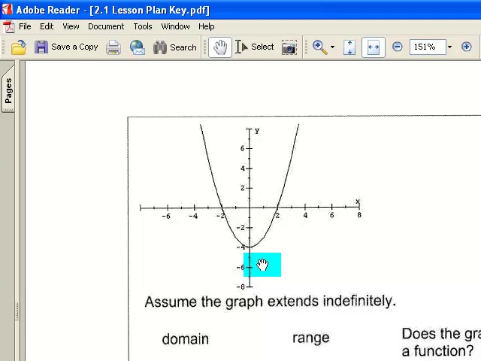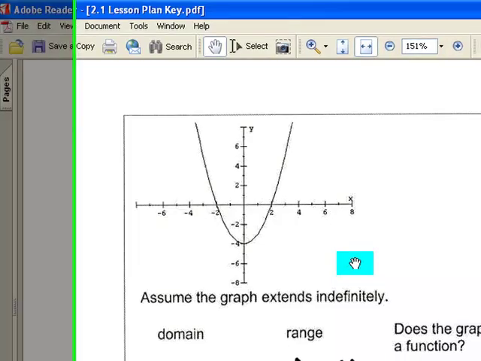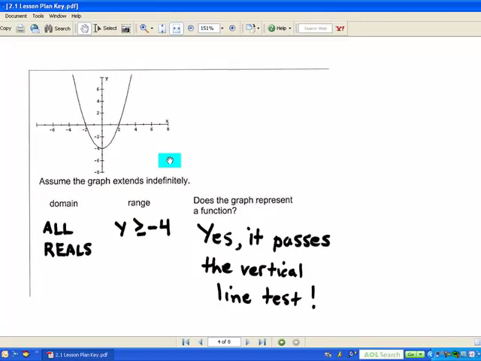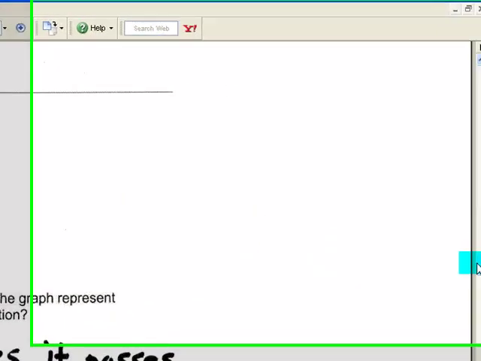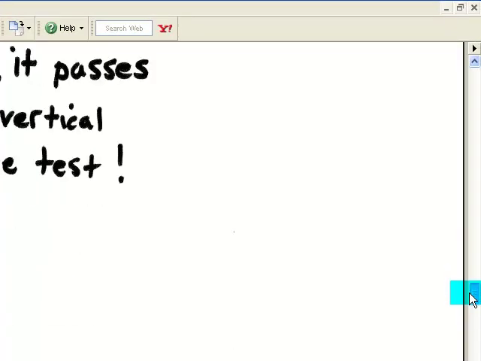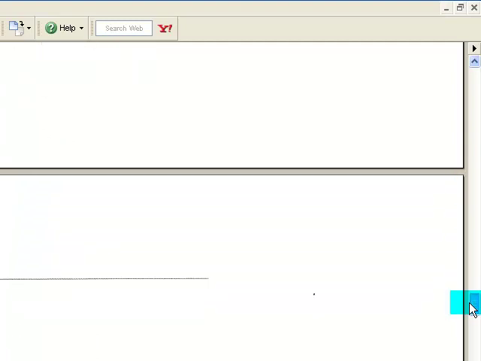So, notice in this particular parabola, any vertical line you imagine, take a piece of paper, take a pencil and draw a vertical line through that parabola. It only touches it one time. Therefore, it passes the vertical line test, so it is a function. Okay, let's do one more example.